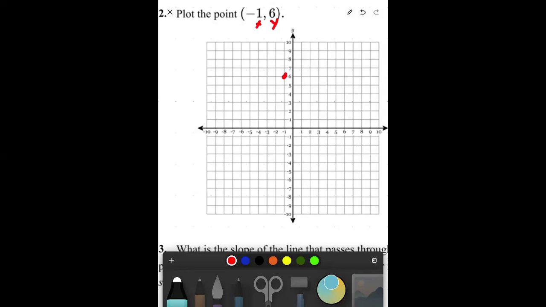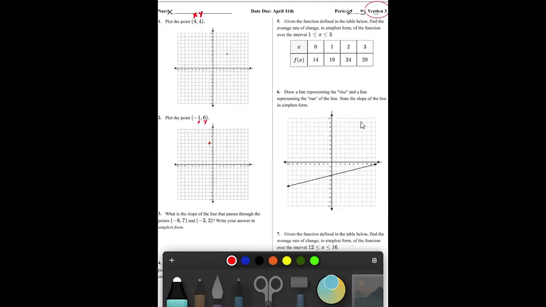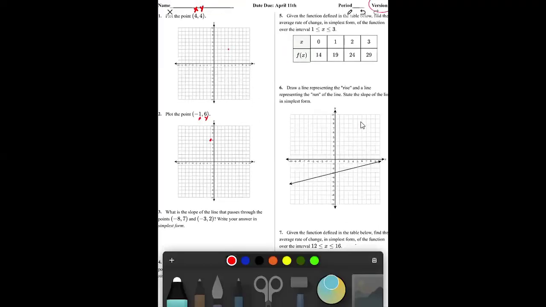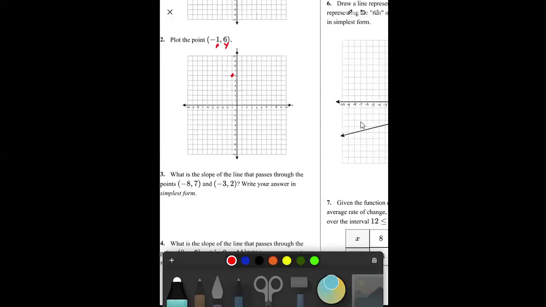The reason I started with this is that whenever you're calculating slope, you're generally given 2 points, and you have to be able to plot those points. You can do rise over run, or you can do y2 minus y1 over x2 minus x1. It doesn't matter, but you've got to plot the points correctly. I'm going to do 2 more, and then I'm going to shut this down and post it.